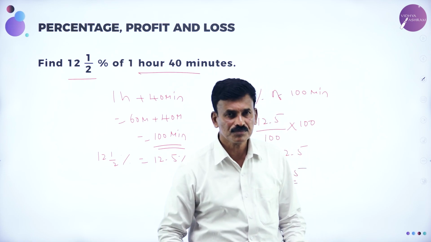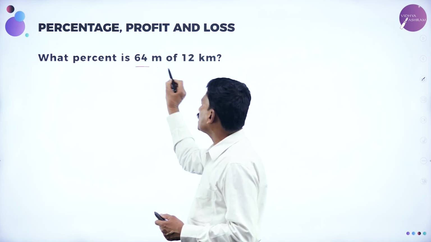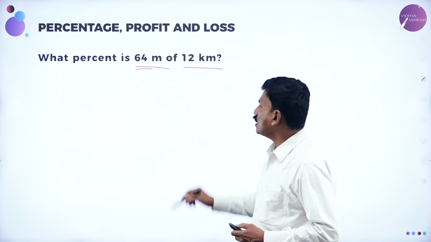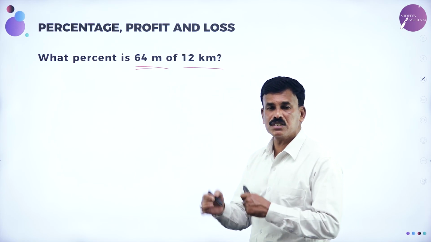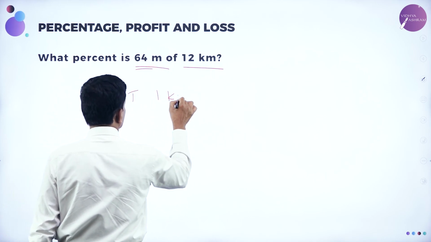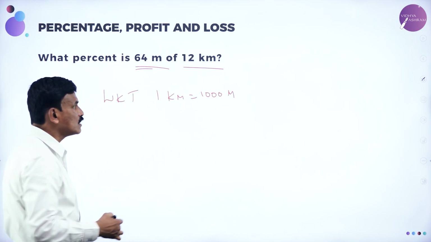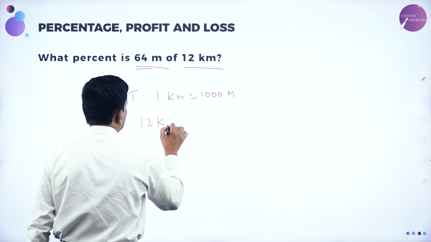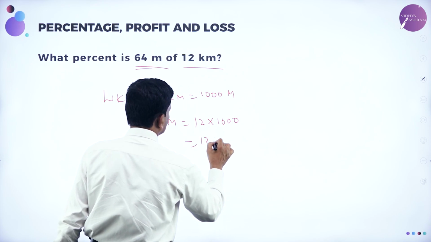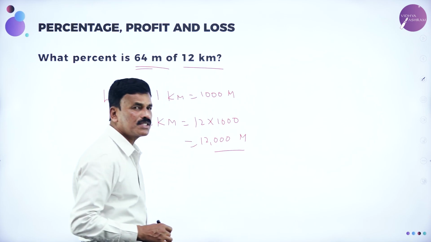Hope you followed. Okay. Now what is the next problem? What percent is 64 meters of 12 kilometers? First convert 12 kilometers into meters. We know that 1 kilometer is equal to 1000 meters. Therefore 12 kilometers is equal to 12 into 1000, that is nothing but 12,000 meters.